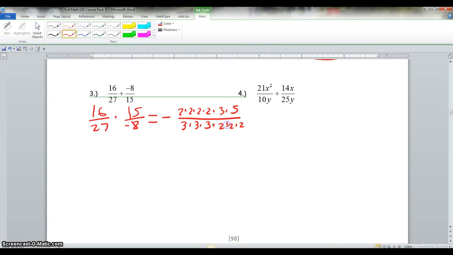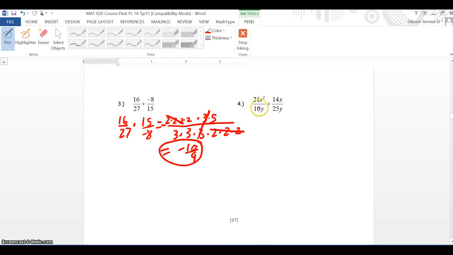So now we simplify. Now we have 3 sets of 2's in common. We have 1 set of 3's in common. So our final answer we know is negative 2 times 5 is 10, and 3 times 3 is 9. So it's negative 10/9. Okay, now we start on number 4.